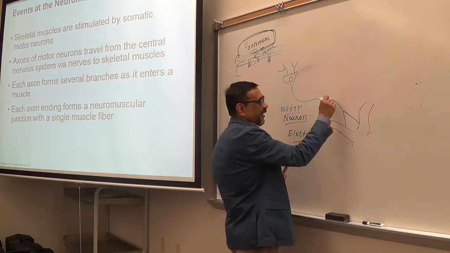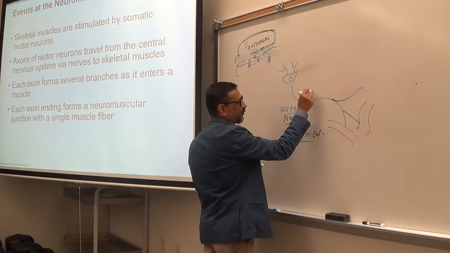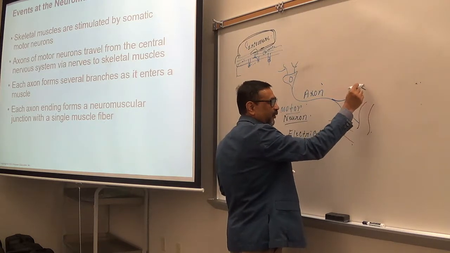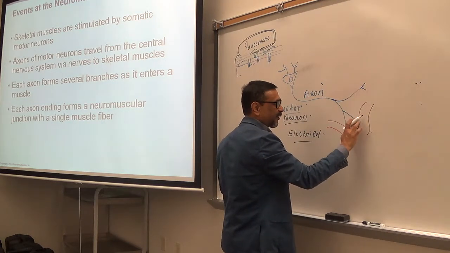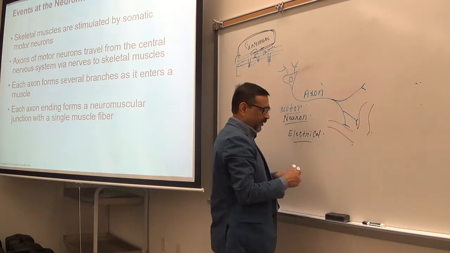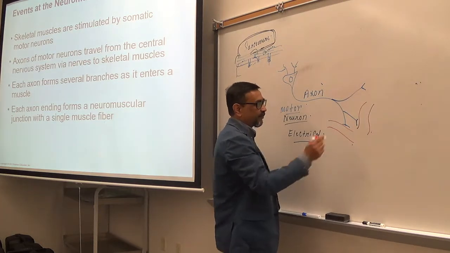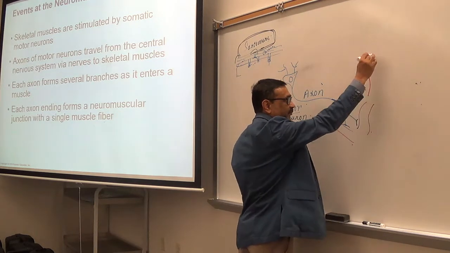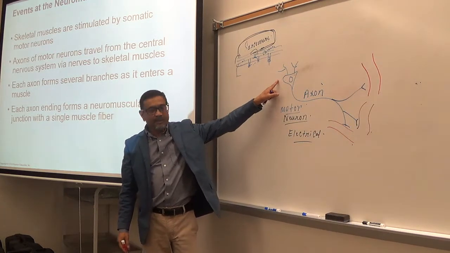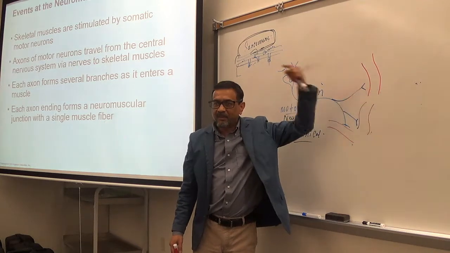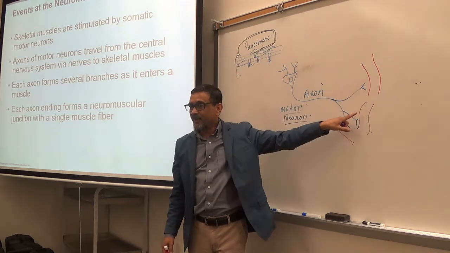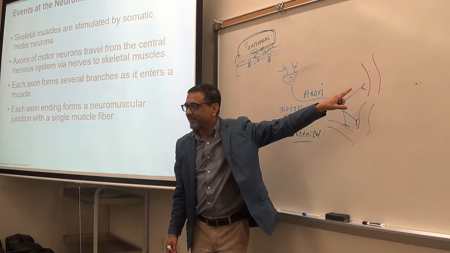At the end of the axon, this is the axon. These are dendrites. Okay. So at the end of the axon, you have axon terminal like this. Okay. And these are muscle fibers. So this is another muscle fiber. So this neuron is taking signal from the brain to how many muscle fibers here? How many muscle fibers? 3, right?